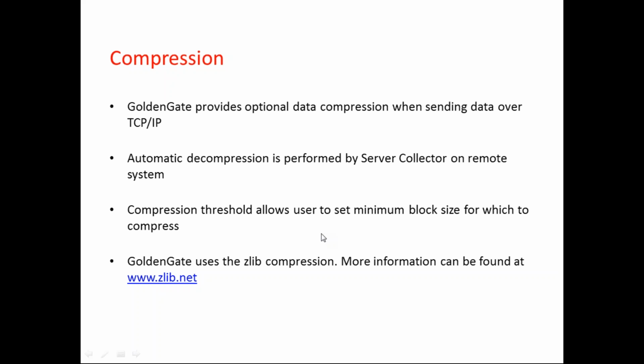The compression threshold allows the user to set a minimum block size for which to compress. So it is the minimum block size for which to compress. The compression threshold rate is required. GoldenGate uses the zlib compression technique to compress the data.